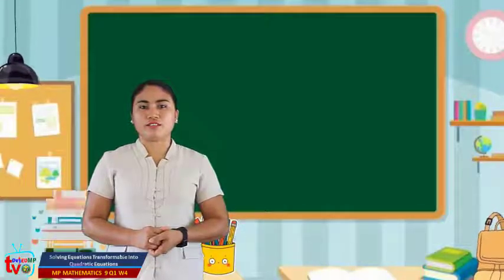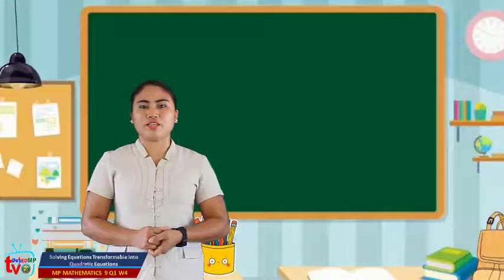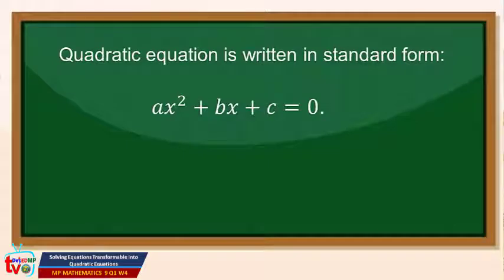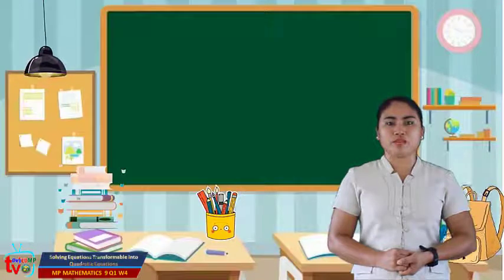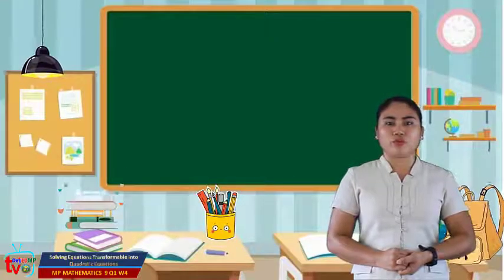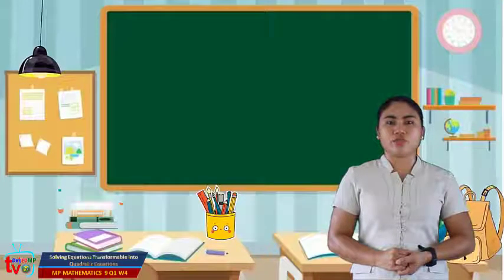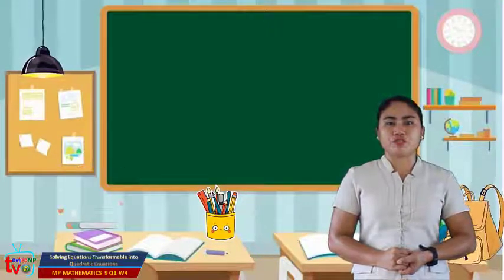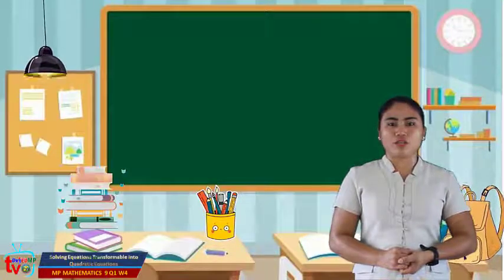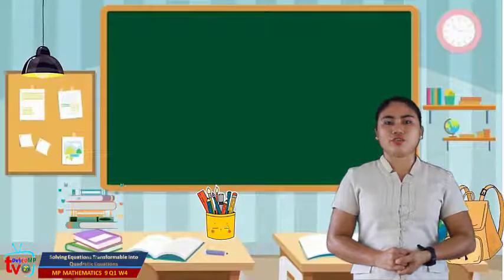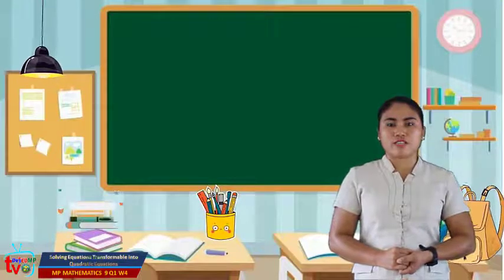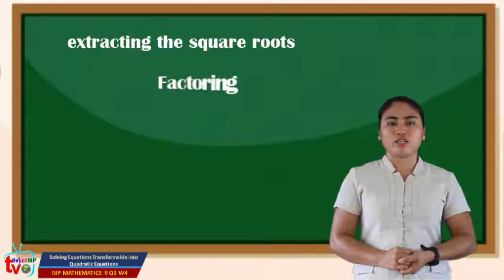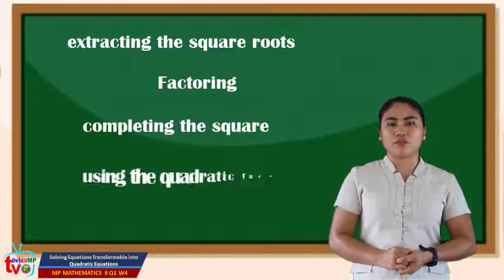In your previous lessons, you have learned that a quadratic equation is written in standard form ax squared plus bx plus c equals 0. There are equations that are written in different forms, but they can be transformable into quadratic equations. To transform these equations into quadratic equations, different procedures may be followed. Once these equations are transformed into quadratic equations, they can be solved using the different methods of solving quadratic equations, such as extracting the square roots, factoring, completing the square, and using the quadratic formula.